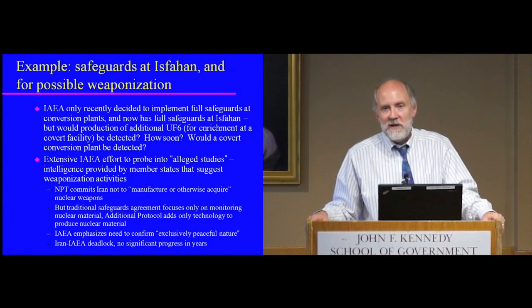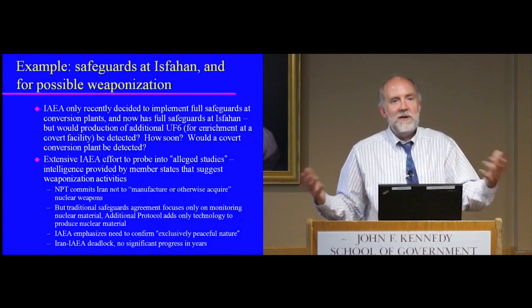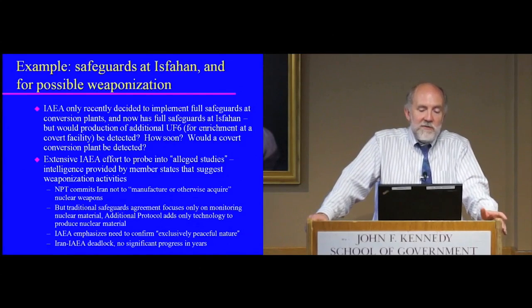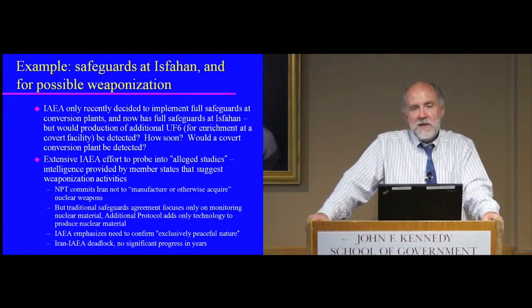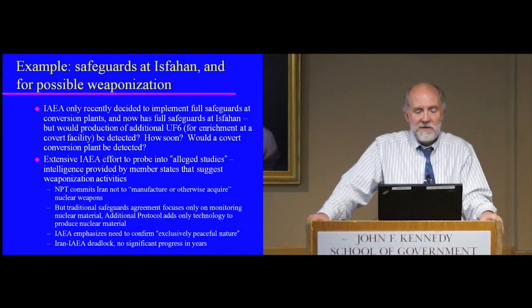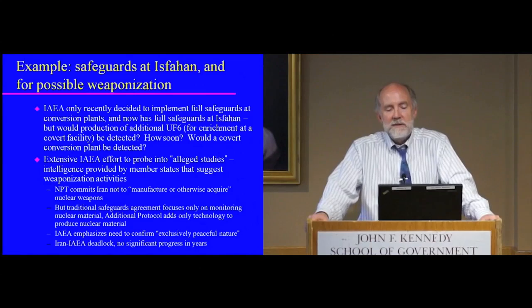Because the principle of safeguards is that it ought to be, in general, non-discriminatory. So they've recently started safeguards at conversion facilities, and they do have full safeguards at Isfahan. It's not obvious how soon a substantial amount of UF6 being diverted would really be detected, or whether a covert conversion plant producing UF6 not under safeguards would be detected.